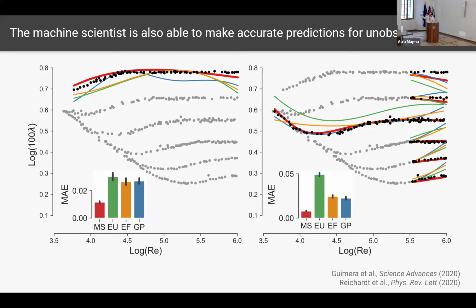Okay, so in this case, we are training with low levels of roughness, and we are asking for a prediction for the black points up there, which correspond to high values of the roughness. The red line is the machine scientist, and the other lines are different machine learning algorithms, including some symbolic regression and Gaussian processes, standard statistical learning algorithms. And what you have here is the error in the predictions, and the red always does better than the others, right? So it makes much better predictions than the others.